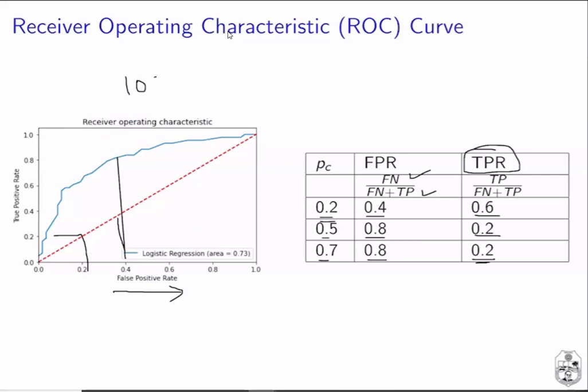This graph I have plotted for all the 100 values that are present in the data set. This graph is called the receiver operating characteristic curve, and the area under the receiver operating characteristic curve for this particular case is about 0.73. The larger the area, the better the model is.